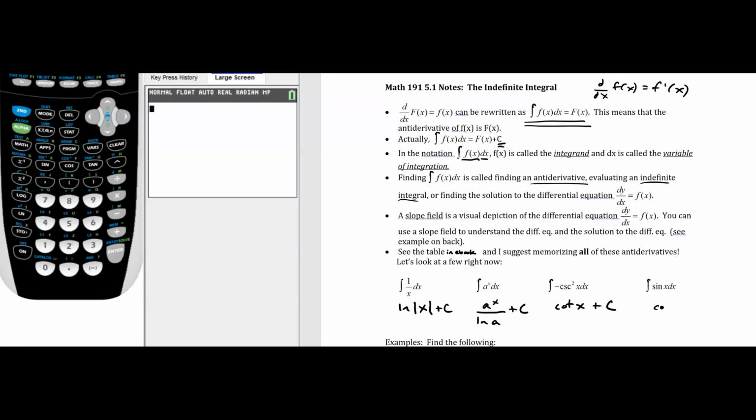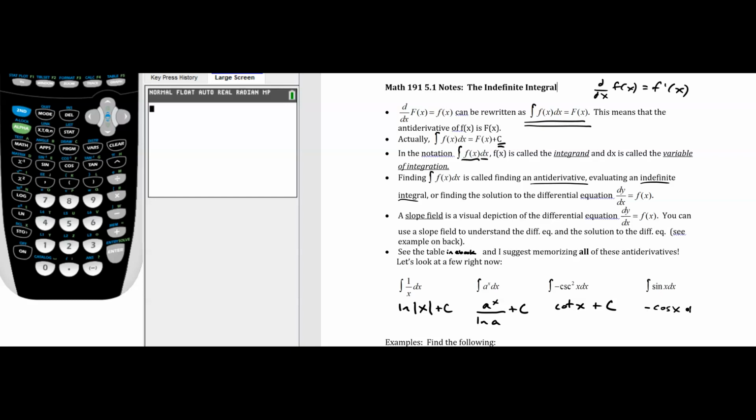It's actually not cosine, because cosine of x had a derivative of negative sine. So what do we need to do to this to ensure that when you do the derivative of it, you get a positive sine? That's right, you put a negative in front. So the derivative of negative cosine of x is negative of negative sine of x, and it gets you back to sine of x.